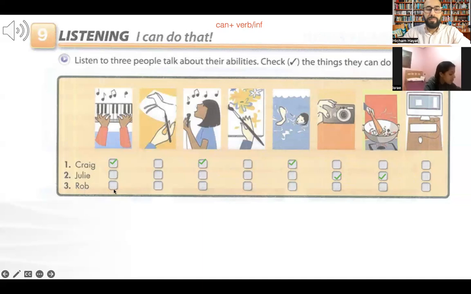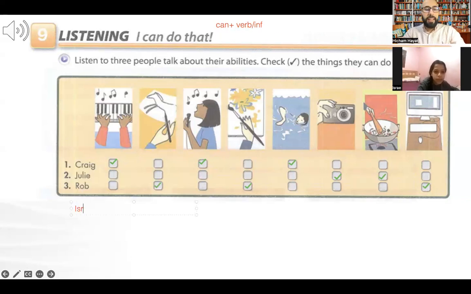Rob can draw, watch on the computer, and work on the computer. He can work on the computer and paint. Yes. He can draw. Yeah, he can. Okay.